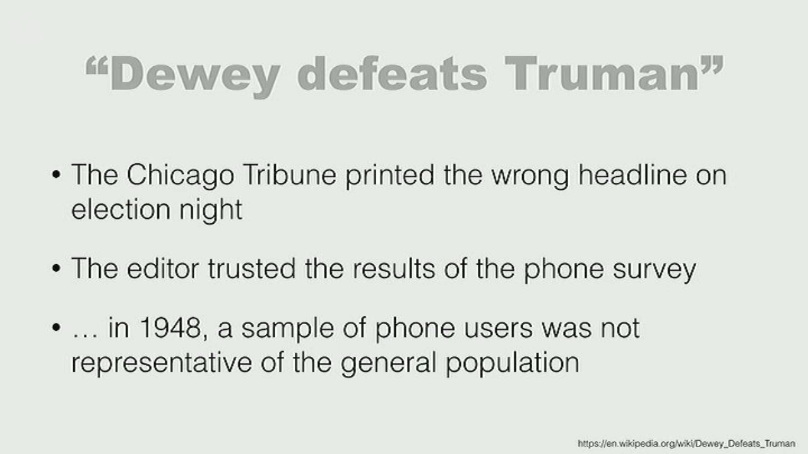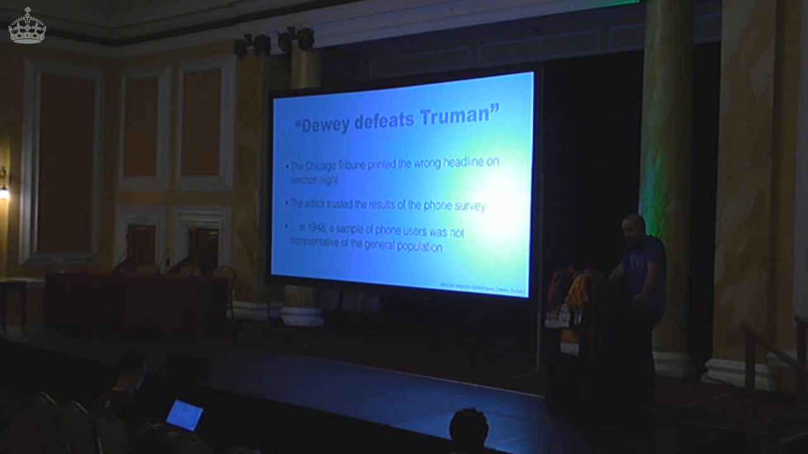The problem was that they did a phone survey. Now, in the 40s, people who had a phone at home, maybe they were not representative of the broader population in the US. So essentially, they were asking people who they voted for, but they were only asking a specific subset of the population, people who could afford at the time to have a phone. And that's what caused the survey to tell a completely different story and the newspaper to go out with a wrong headline.